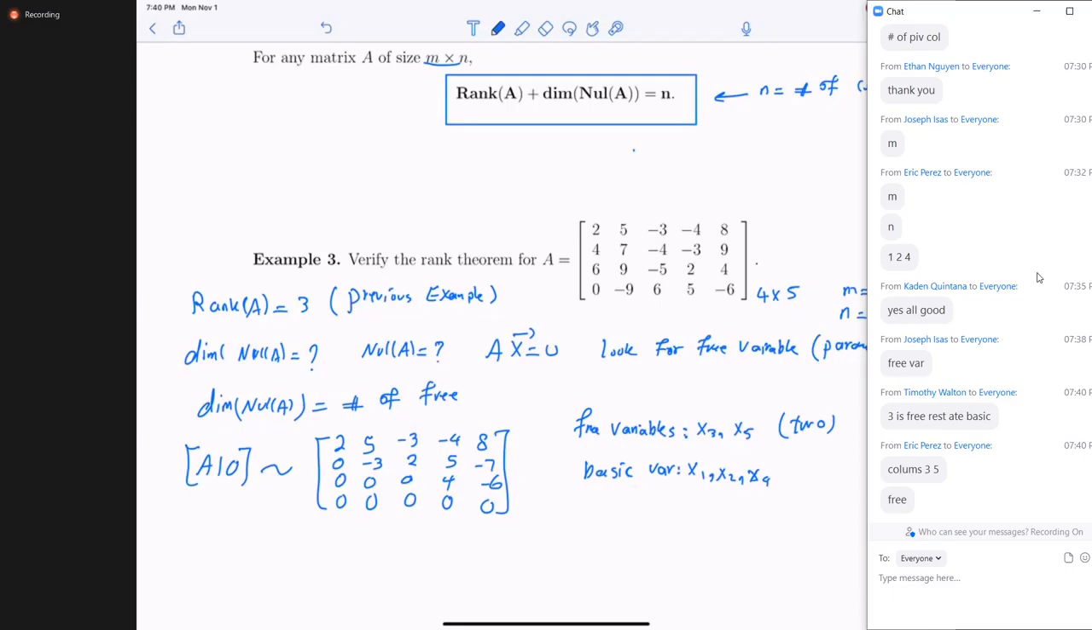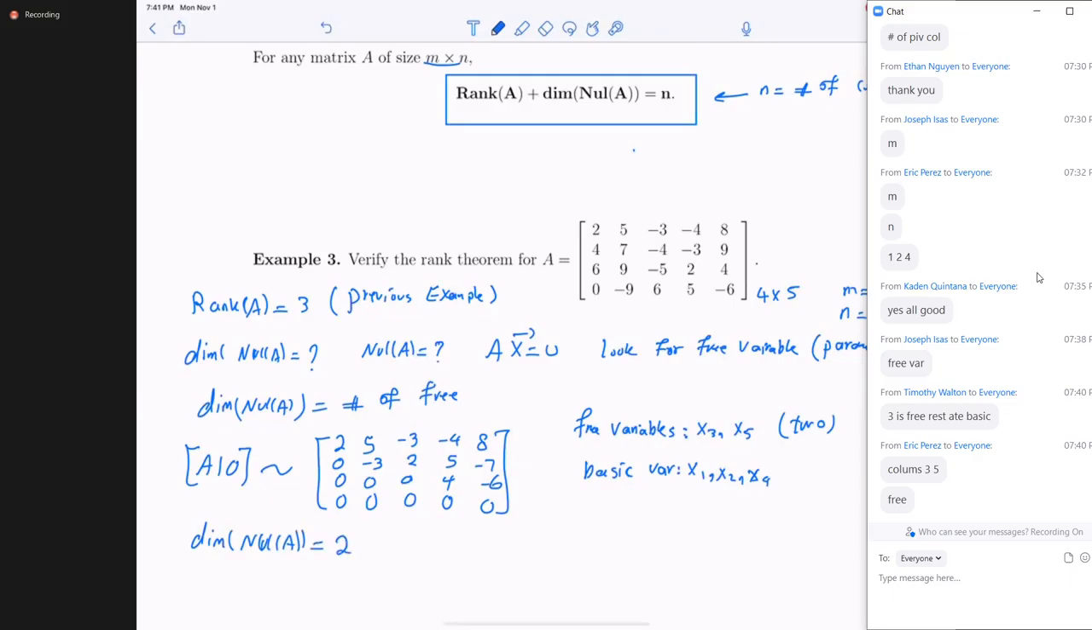Unless you are asked to find a basis for the null space. In that case, you need to write the parametric solutions and then find those vectors. But when you are working with the rank theorem or finding the dimension of the null space, you don't need to evaluate it. So the dimension of the null space of A equals 2.